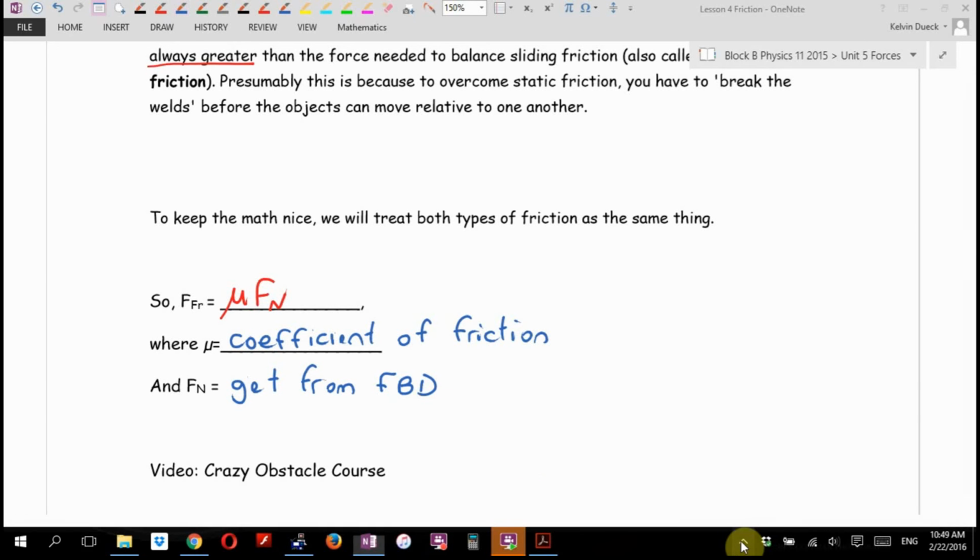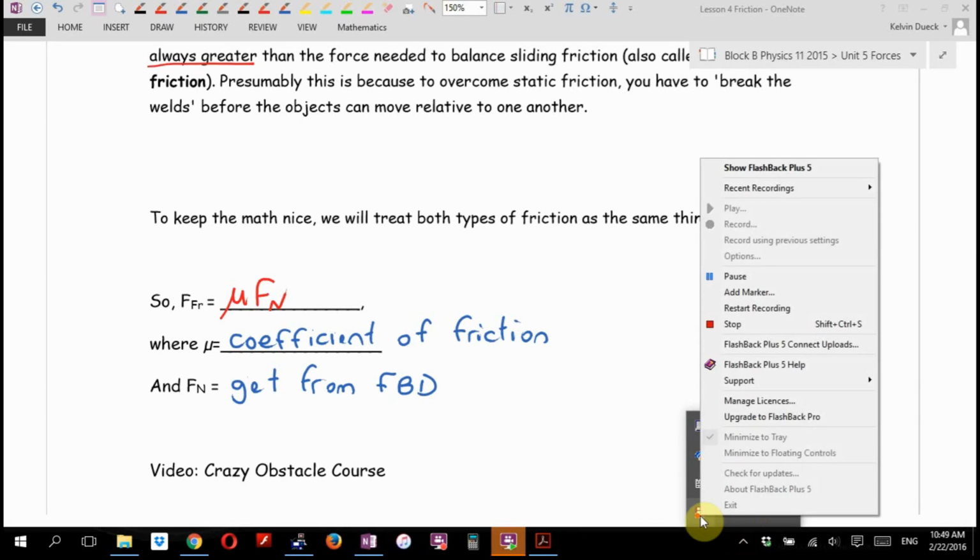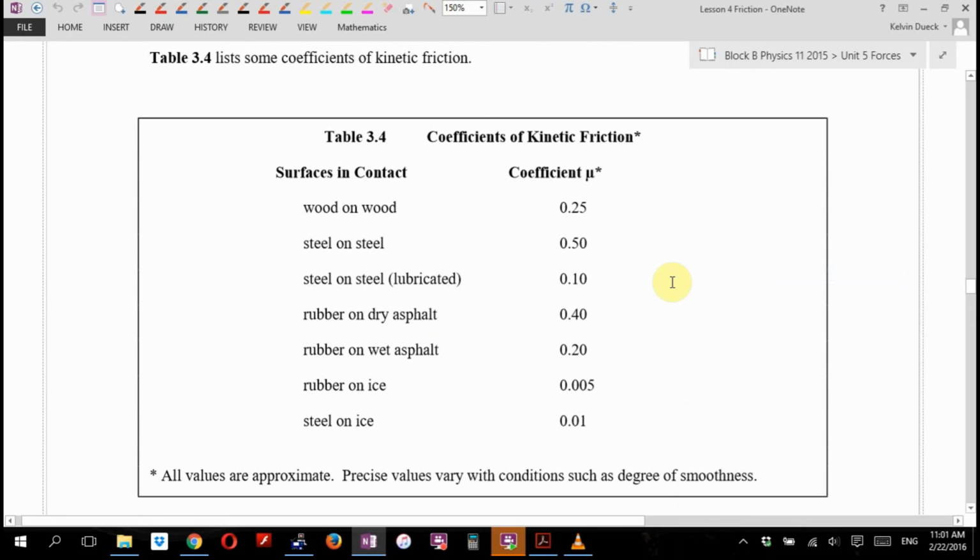Put your pencils down, look up. Here are some fairly common coefficients of friction, some fairly common mu's on the next page. Wood on wood has a mu of about 0.25. Steel on steel has a mu of about 0.5. We can lower mu by adding oil. So if you lubricate the steel, you can get it down to about 0.1. Can't get it down to 0.